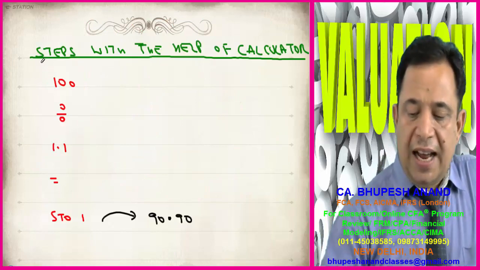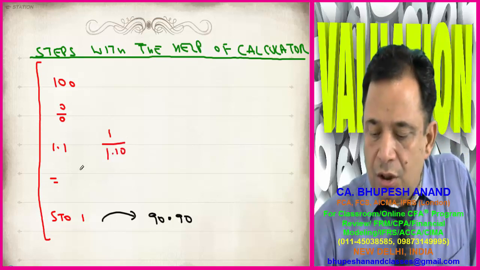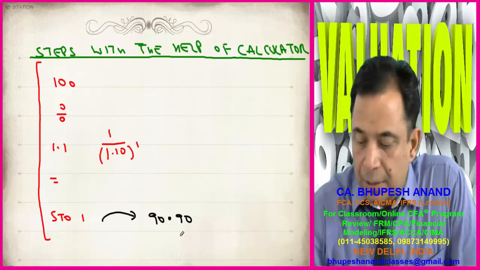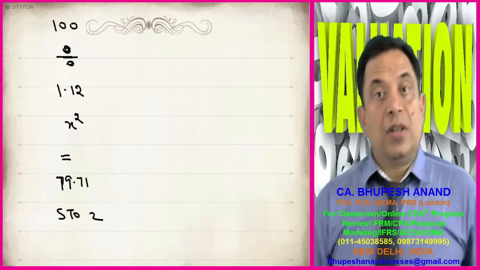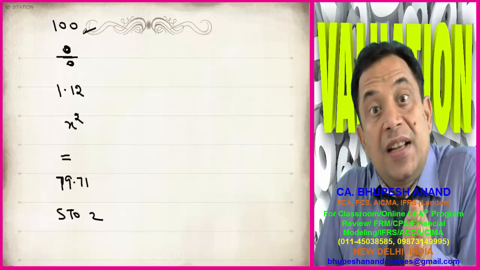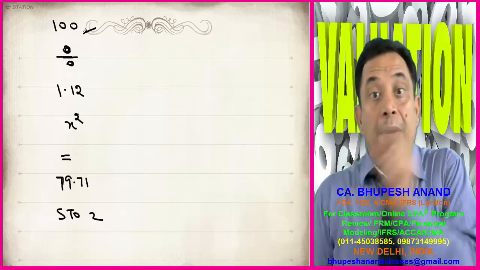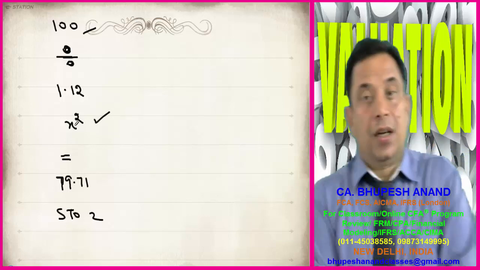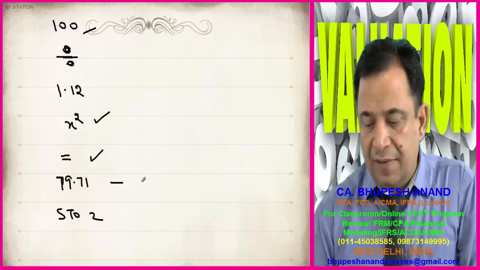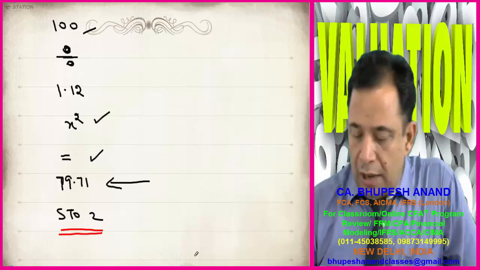So for the first year I have done 100 divided by 1.1. This is 1 upon 1.10 raised to power 1, because it is for the first year, equal to STO 1, that is coming as 90.90. Now I am doing it for the second year. The second year also I am getting a coupon of 100, but the spot rate for the second year is 12%. So divided by 1.12, but because it is for the second year, I am doing x squared here. That is coming as 79.72, and I am storing it in STO 2.